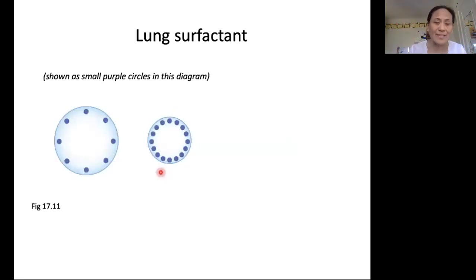Lung surfactant is a substance that plays a big role in determining the compliance of the lungs. To orient you to this picture, these large blue bubbly circle-looking things are meant to represent alveoli, and on the inside of them, you can see these dark little purple circles. Those are meant to represent lung surfactant.